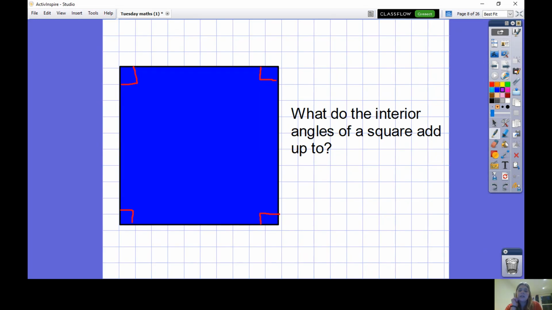What do the interior angles of a square add up to? We know that one of the corners is 90 degrees because that's a right angle, and we know that a square has 4 right angles. Therefore, all we need to do is 90 times 4. I know 9 times 4 is 36, so 90 times 4 is 360.